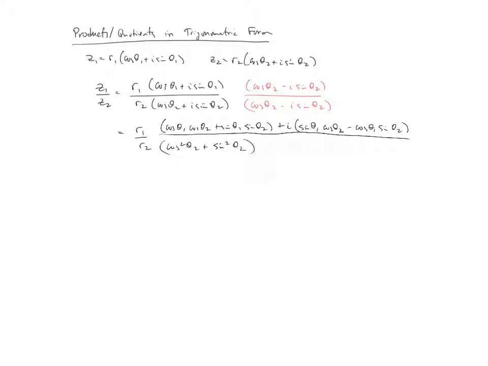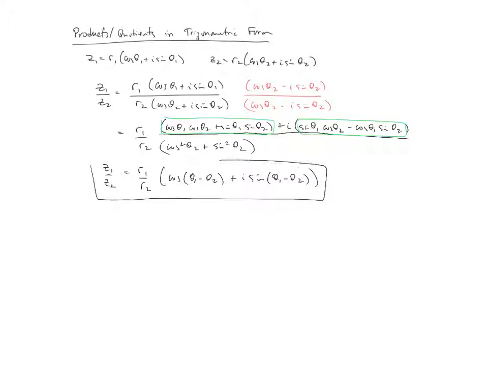All right, so now R1 over R2, and the denominator goes away. That's an identity for 1. This part is an identity as well, as is this part. And if you look carefully, that's going to leave us with cosine of a difference, theta 1 minus theta 2, plus i sine of a difference, theta 1 minus theta 2. So our quotient, Z1 divided by Z2, can be found in its trigonometric form by that formula.